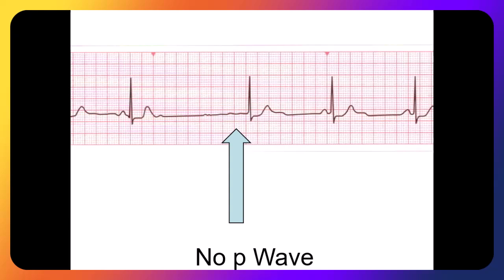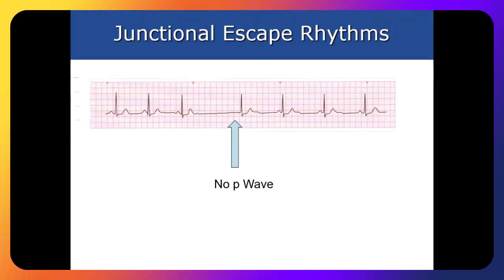What do you notice about the QRS? It's normal. It's completely, totally normal. And so that is what we would call our junctional escape rhythm. Basically, it is a safety escape impulse that is in there.